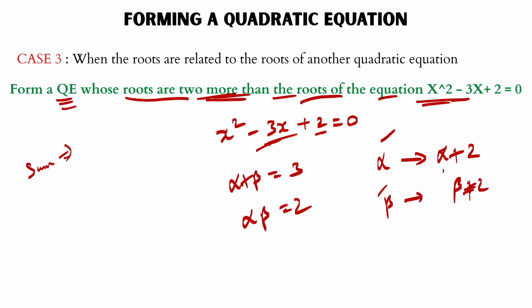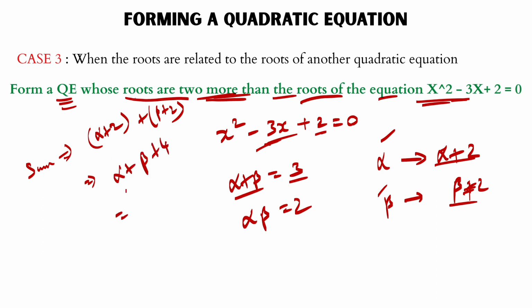Now what is the sum of the roots? Sum is alpha plus 2 and beta plus 2. Alpha plus 2 plus beta plus 2, this is the sum of the roots, and we know alpha plus beta is 3, right? So alpha plus beta plus 4 will be equal to 3 plus 4, which is 7.